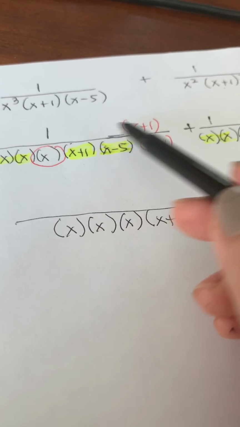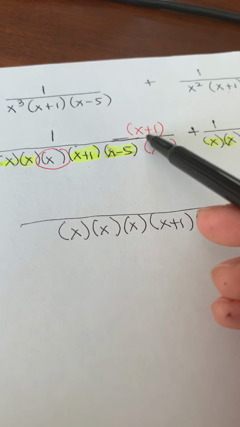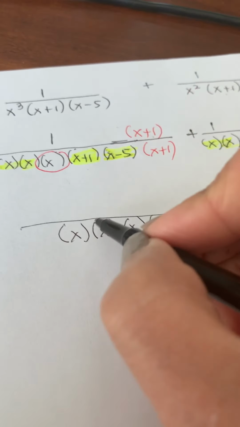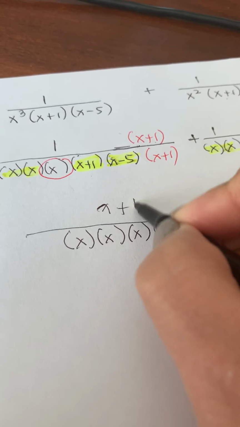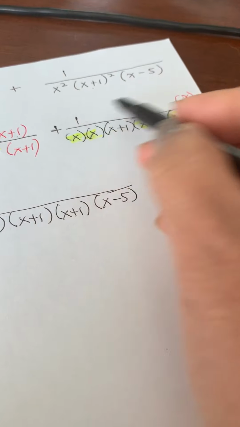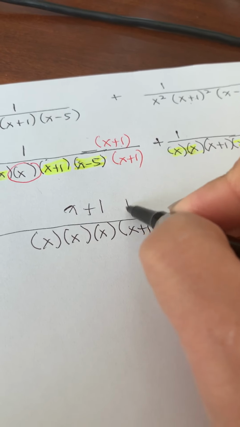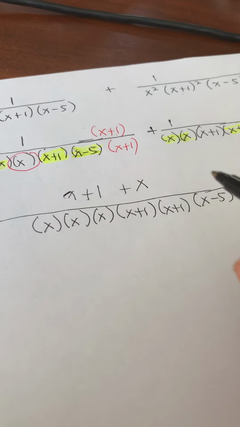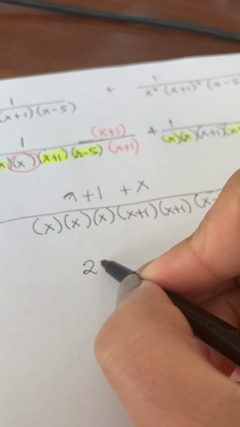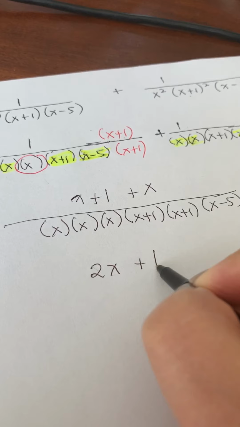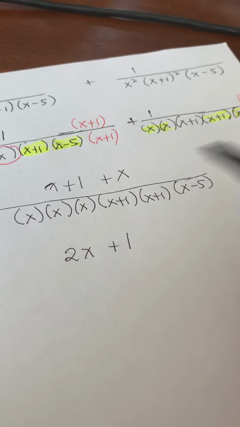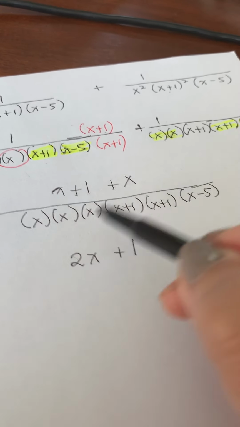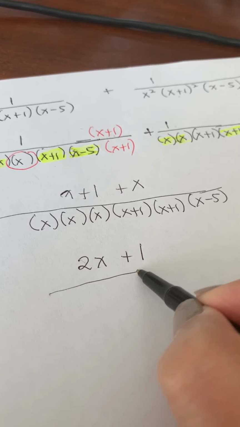So we'll multiply 1 times x plus 1. That will just be x plus 1. And 1 times x is just x. Okay, so let's add our numerators. That will be 2x plus 1. Okay, it would have been nice if there was a 2x plus 1 in the denominator, so we could cancel.